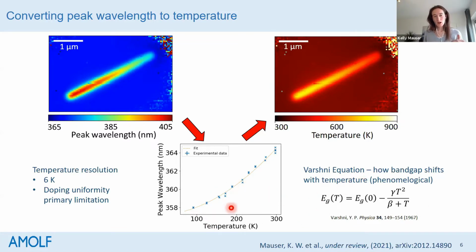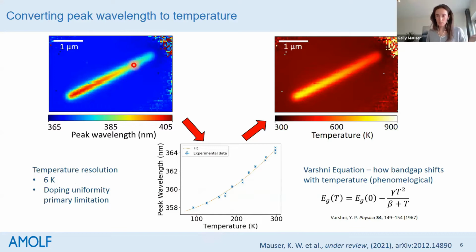So we put our sample on a cryo stage in our SEM and measured with a very low current. With a low current, we're not heating our nanowires. And we just change the temperature and measure how the band gap shifts. And so we get this calibration curve, and we calculated about a 6 Kelvin temperature resolution.